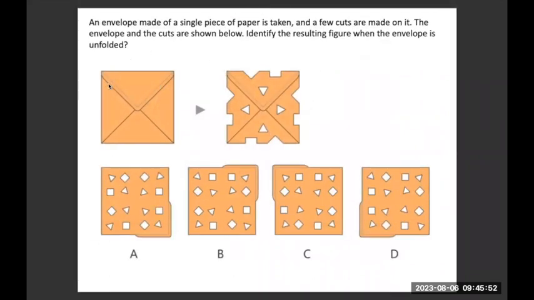Here, there's an envelope which is given to you, and there are some cutouts made in the envelope. So from this envelope, we transition to these cutouts. When this cutout envelope is opened up, what is the shape, or what is the form, of the paper that we get after you open it?